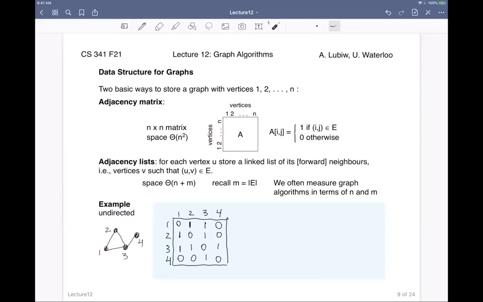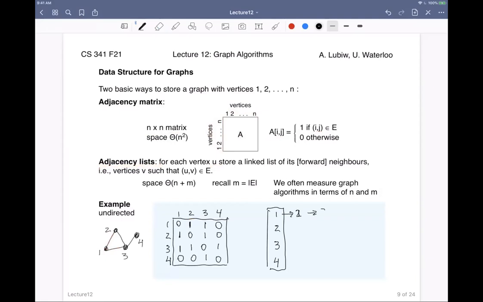Now, adjacency lists are a little bit different. For each vertex, I'm going to store a linked list of its neighbors, or in the case of a directed graph, of its forward neighbors. So coming down to this example again, I would have an array, 1, 2, 3, 4. And for each place in the array, I would start a linked list of all the neighbors. So vertex 1 over here has neighbors 2 and 3. So I would list them here.